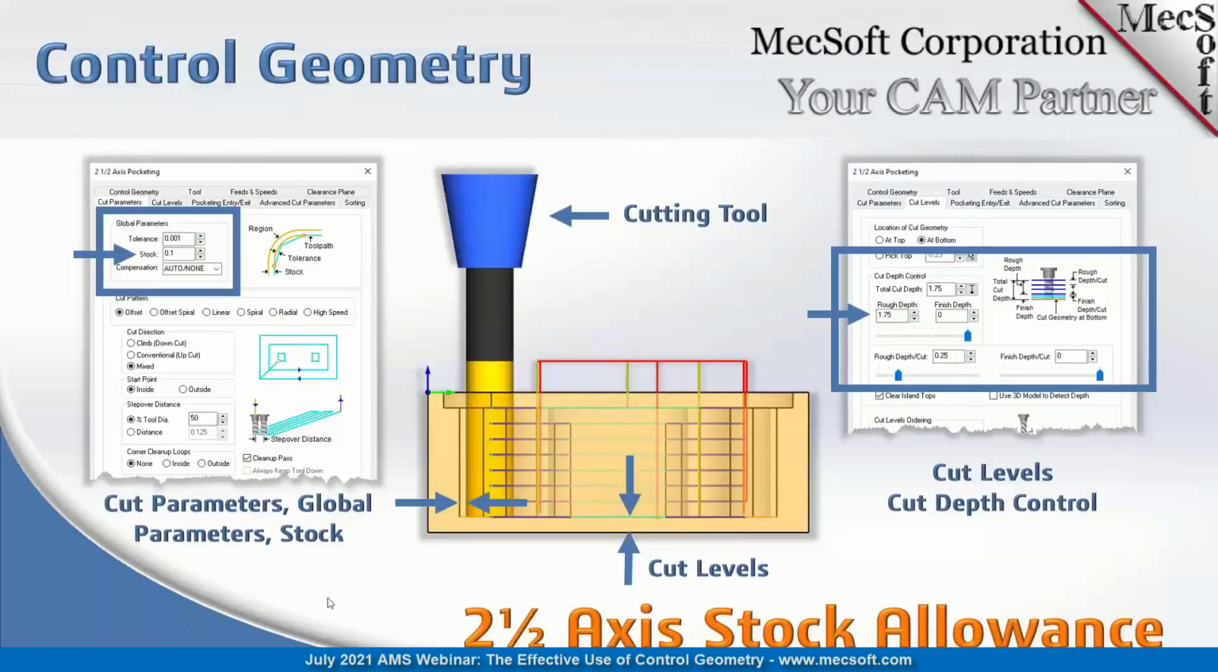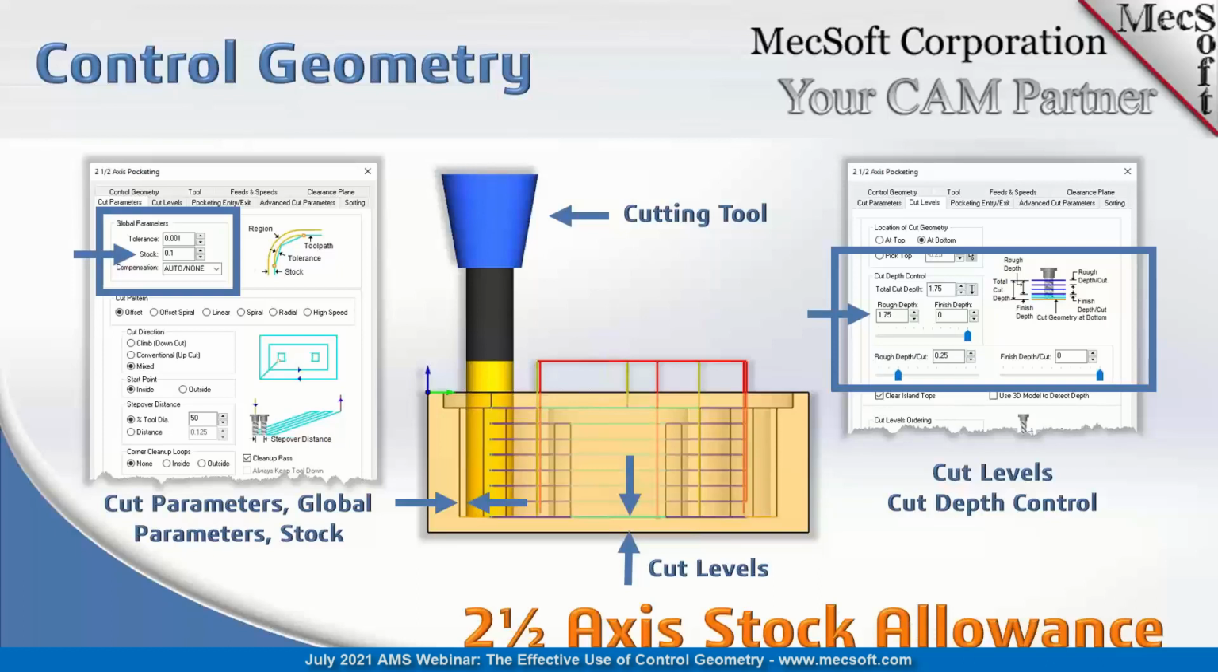Let's talk about 2.5 axis stock. Now I mentioned previously that stock is also a control geometry. Obviously, when you define what your stock is, that is what's being cut. That is what's being calculated to remove material in the application. But stock is compensated for in different ways in 2.5 axis versus 3 axis.